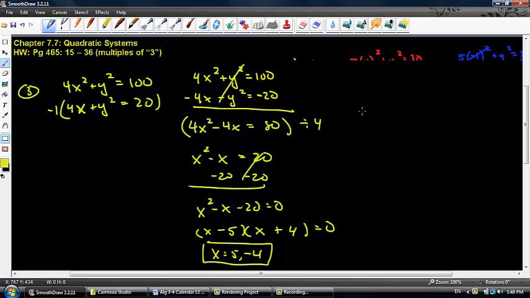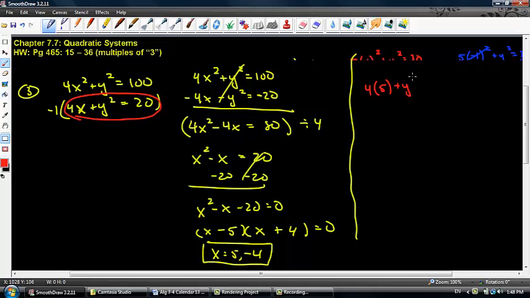So now I take that information, I plug it in to one of my equations. So I'm going to go ahead and just choose the original bottom. So if I plug in 4x, x being 5, plus y squared equals 20, what I get is, I'm sorry, moving a little too fast there, 20 plus y squared equals 20. Those are going to cancel each other out. y squared equals 0, therefore y equals 0.